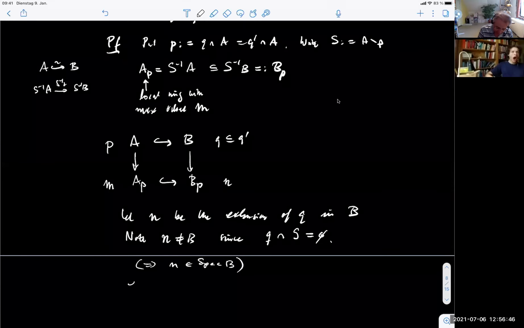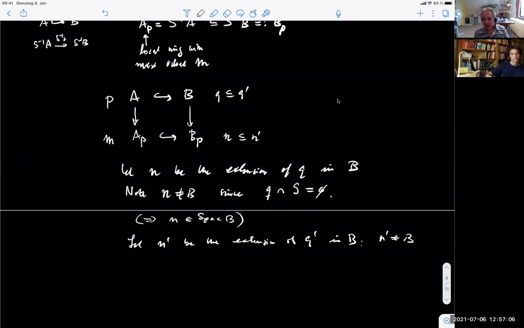Okay, now I play the same game with N prime. Let N prime be the extension of Q prime in B. Also, therefore, this is not B. And now I write it in my diagram here. So I have in this ring here these two prime ideals, one containing the other. Okay, so maybe I can write it here in the text.